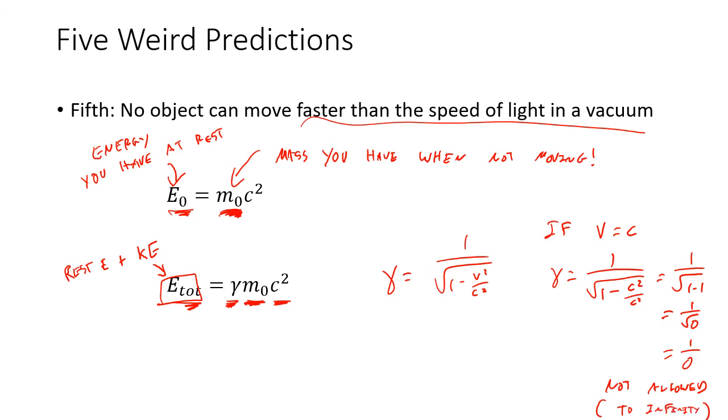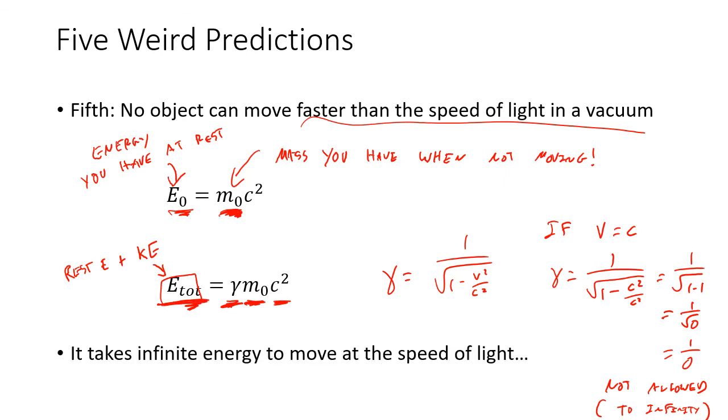And basically, it's going off to infinity. The closer v gets to c, the closer gamma gets to infinity. If gamma becomes infinity, then the energy you have also becomes infinity. In other words, it takes an infinite amount of energy to move at the speed of light. That's why nobody can do it.